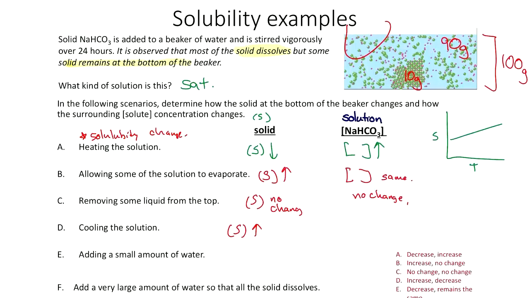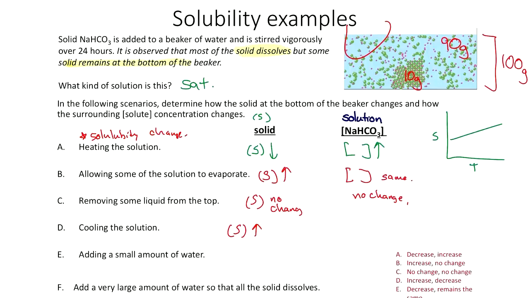Yeah, I like this. We're moving on the graph, right? When we cool stuff down, we're changing the temperature. We're moving where we are on the graph. We're reducing the amount that water can actually dissolve. So the amount of solid at the bottom increases.